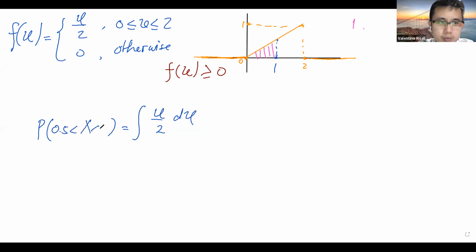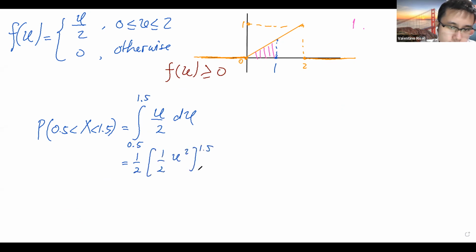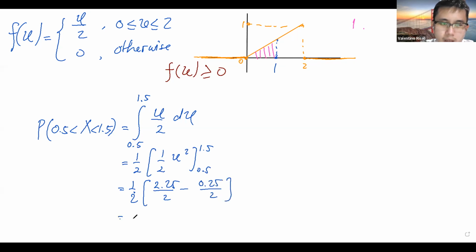Half. From the properties, it is equal to this integral. And it is equal to half times 2.25 divided by 2 minus 1.25 divided by 2. You can find the final answer by yourself.